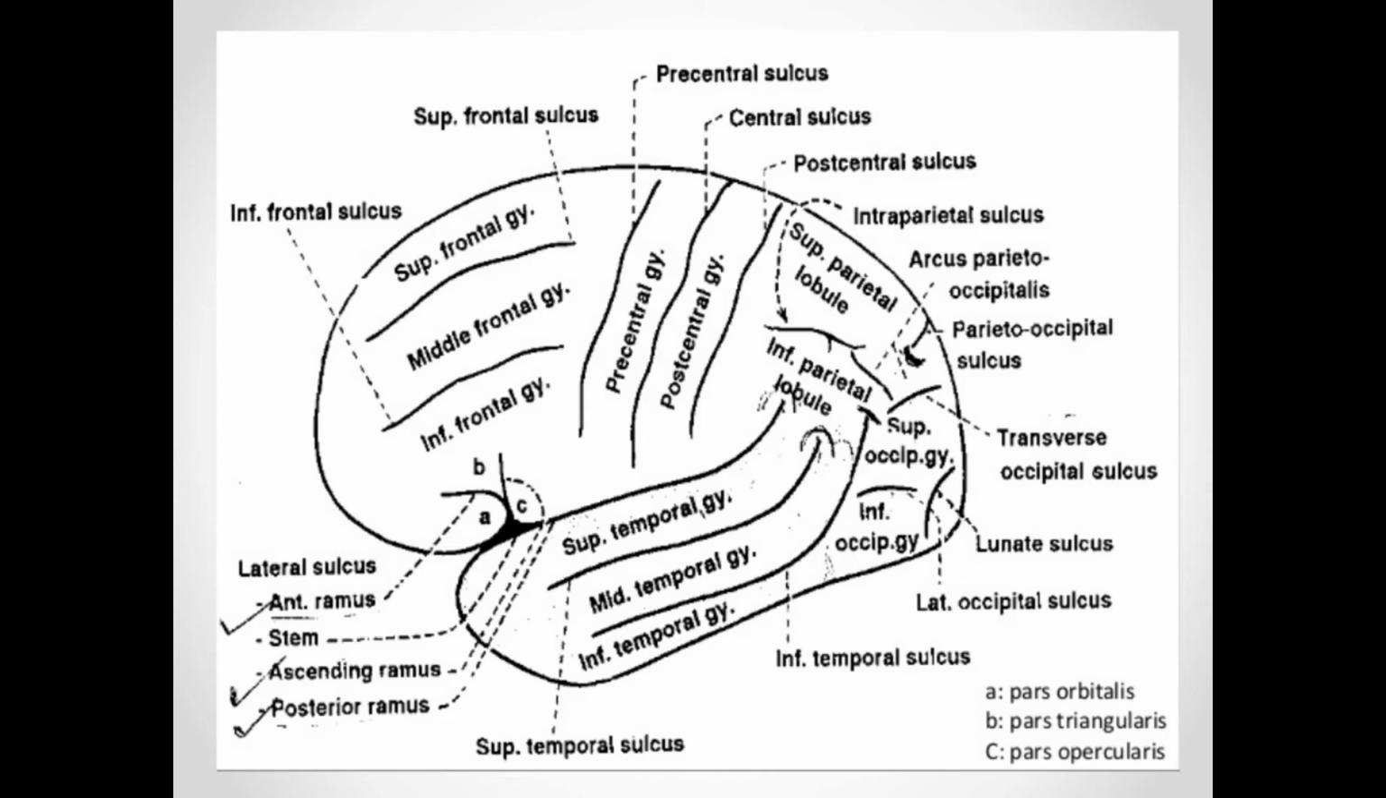Next, coming to the temporal lobe, the superior temporal sulcus and inferior temporal sulcus divide it into superior temporal gyrus, middle temporal gyrus and inferior temporal gyrus. Next, here is the parietal lobe, with the intraparietal sulcus. This is called the intraparietal sulcus, which divides it into superior parietal lobule and inferior parietal lobule. The last, in the occipital lobe, there is the lunate sulcus and here the lateral occipital sulcus, dividing superior occipital gyrus and inferior occipital gyrus. These are about the structural classification of the cerebrum.